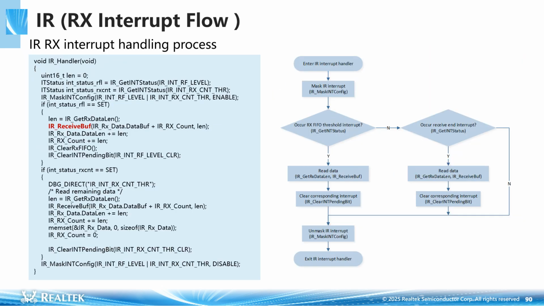When the received data reaches the set threshold quantity, it will trigger the receive level interrupt. Data can be received within this interrupt. The IR receive buffer interface can be called to receive IR data. When the duration of a certain level in the received data exceeds the set maximum time, it will trigger the receive count interrupt.